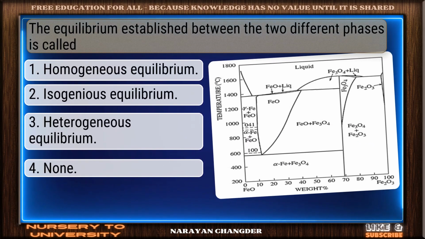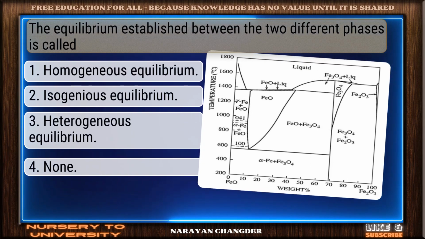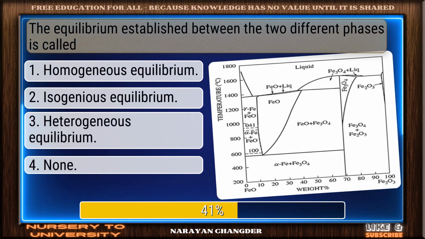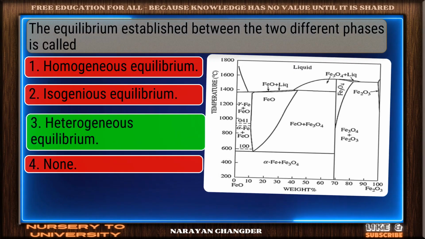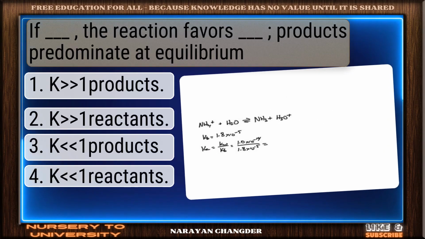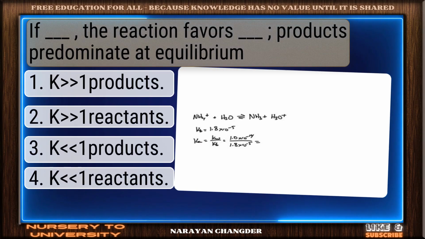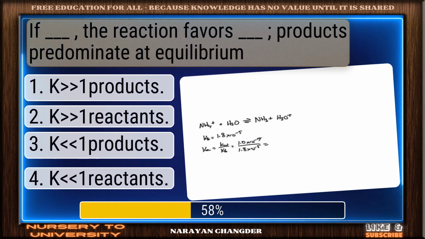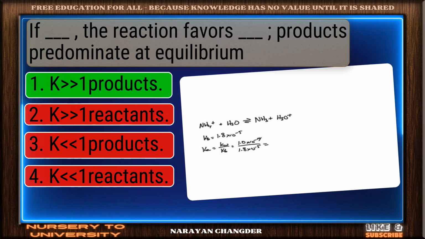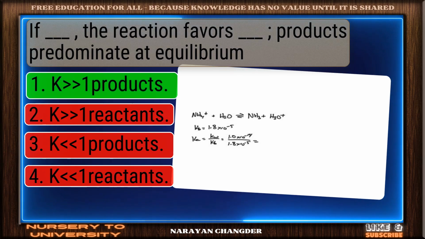The equilibrium established between two different phases is called... Well done. Heterogeneous equilibrium is the right choice. If dash, the reaction favors dash, products predominate at equilibrium. Perfect. Case 1, products, is the correct choice.